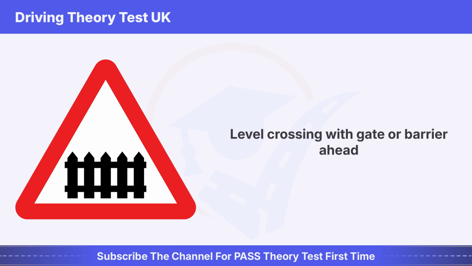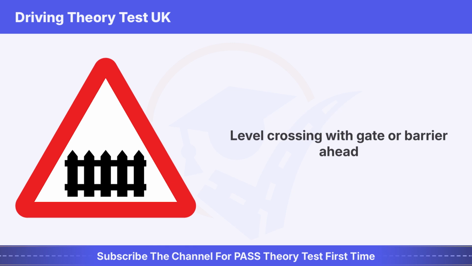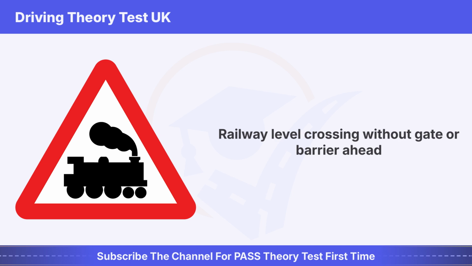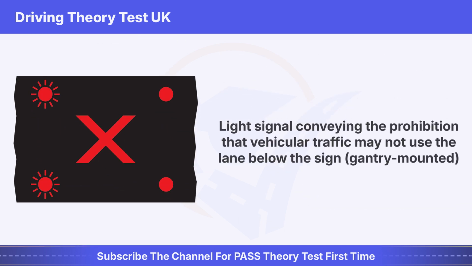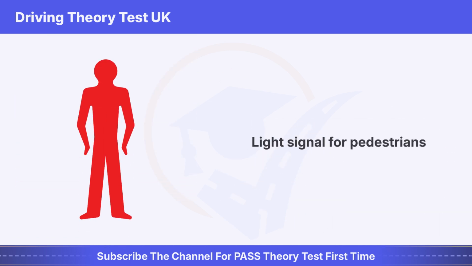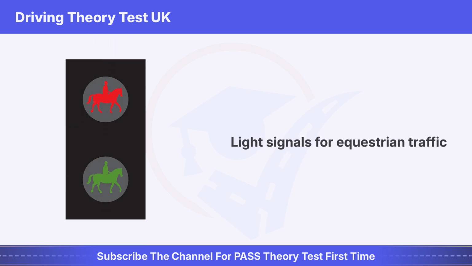Level crossing with gate or barrier ahead. Railway level crossing without gate or barrier ahead. Light signal at level crossing for pedestrians. Light signal conveying the prohibition that vehicular traffic may not use the lane below the sign, gantry mounted. Light signal for pedestrians. Light signals for equestrian traffic.